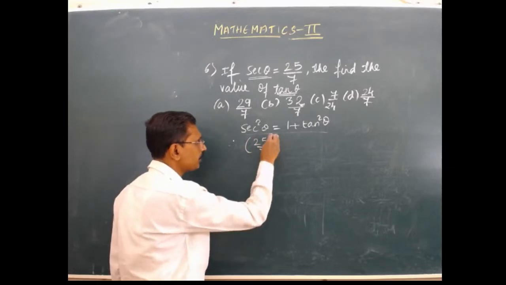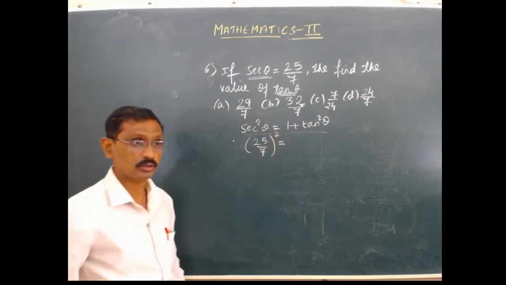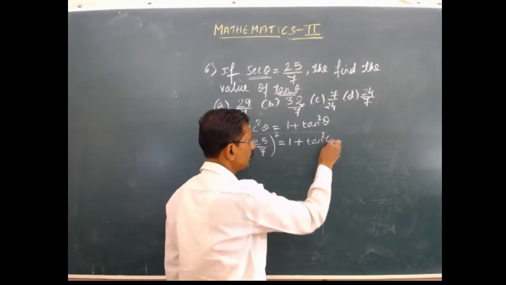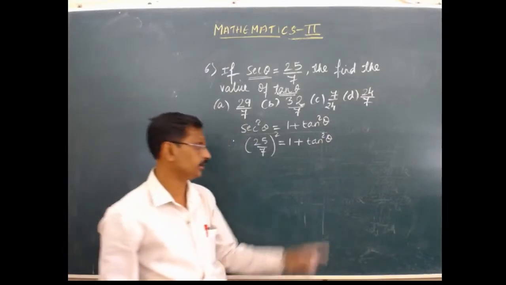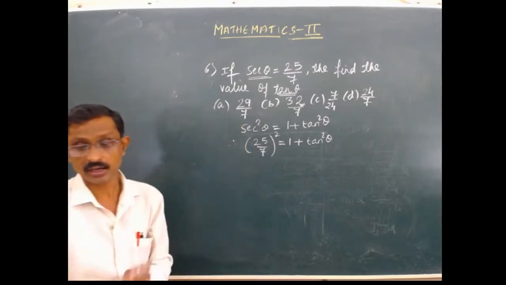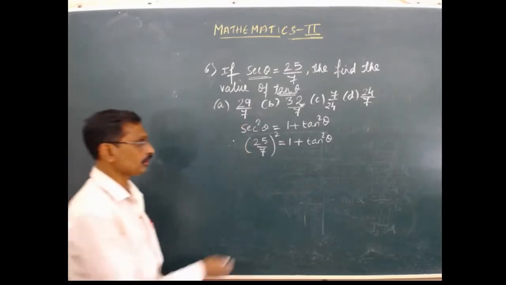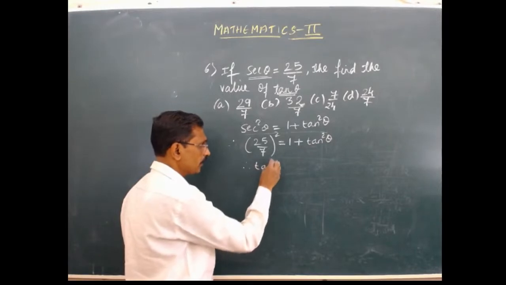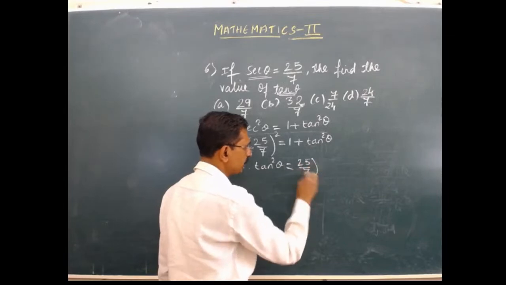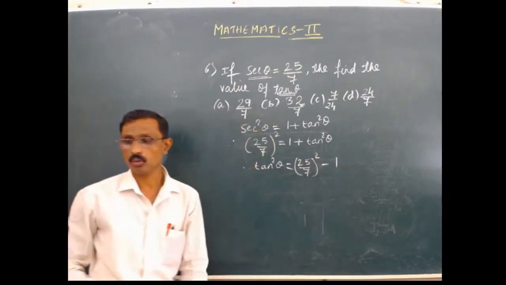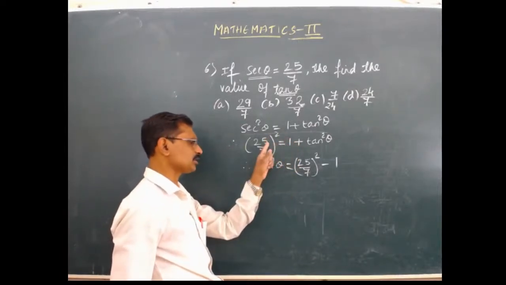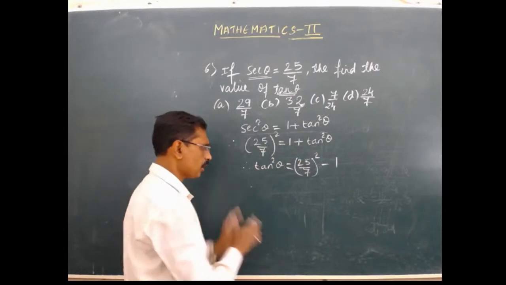25 upon 7 square is equal to 1 plus tan square theta. As tan square theta, we have to find it. Either way, you bring this here or you take that one that side. It is up to us how we are going to solve that. Therefore, tan square theta is equal to 25 upon 7 square minus 1. What I did is I just transferred this and I have written it.